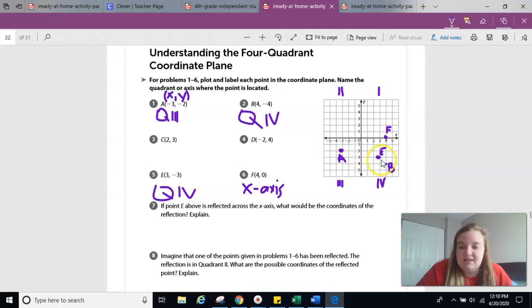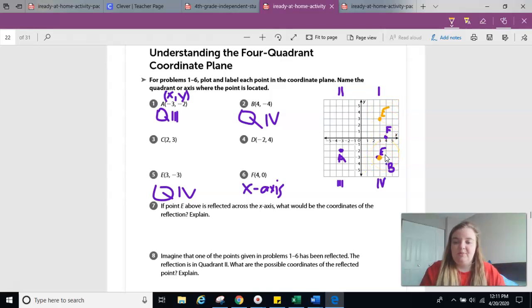Since it's on the x-axis, it's kind of like folding a paper. If you folded the paper in half, E would end up on the other side, in the same area, with the same distance. We can see that this is 1, 2, 3 away from the x-axis on the negative side, so we're going to make it 1, 2, 3 away from the x-axis going up, so 1, 2, 3. So this would be E's reflection.